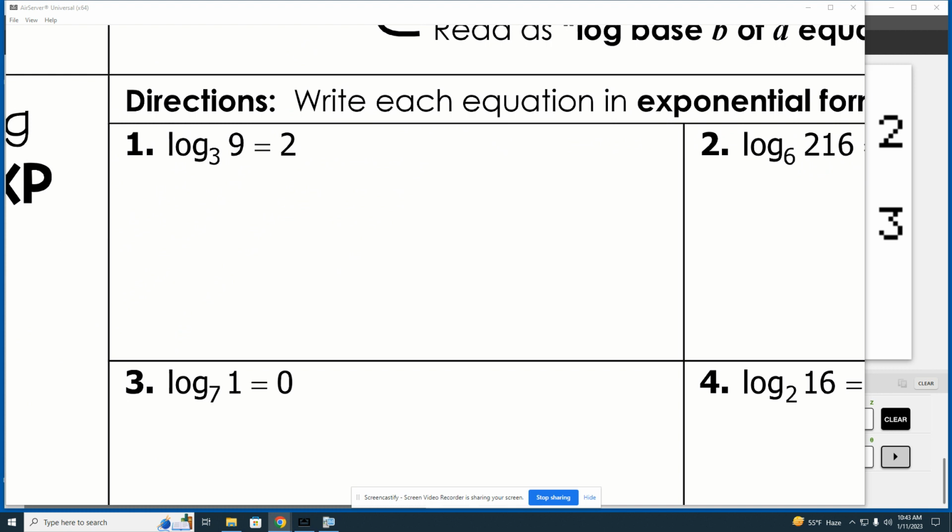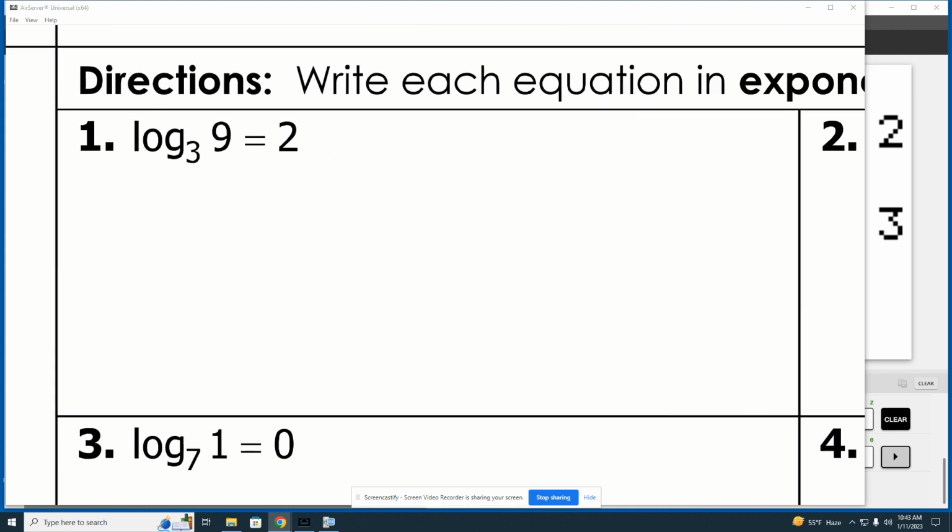Seriously, watch. How would I rewrite log base 3 of 9 equals 2? 3 squared equals 9. Is that a true statement? Yes, of course it is. That's just proof that we wrote it right. Log base 3 of 9 does equal 2, and 3 squared does equal 9. There's the connection. Are y'all with me?